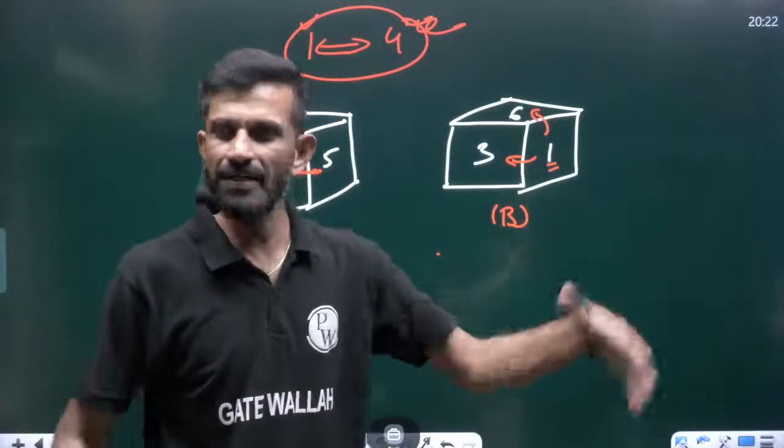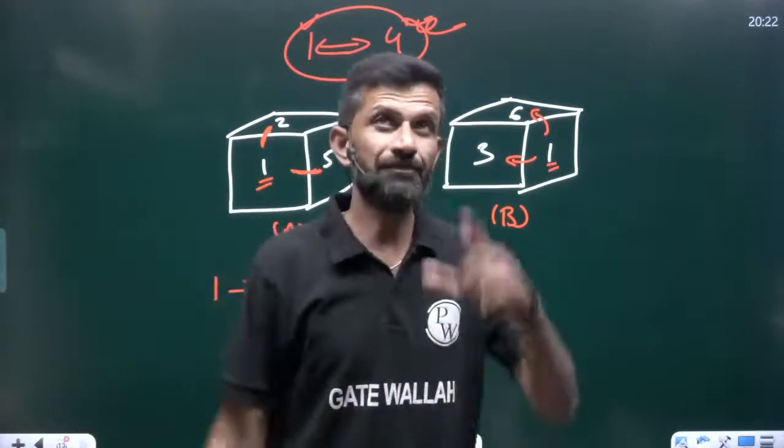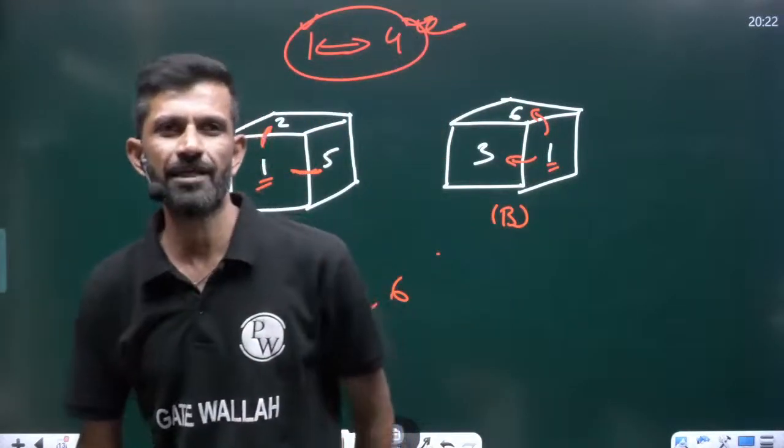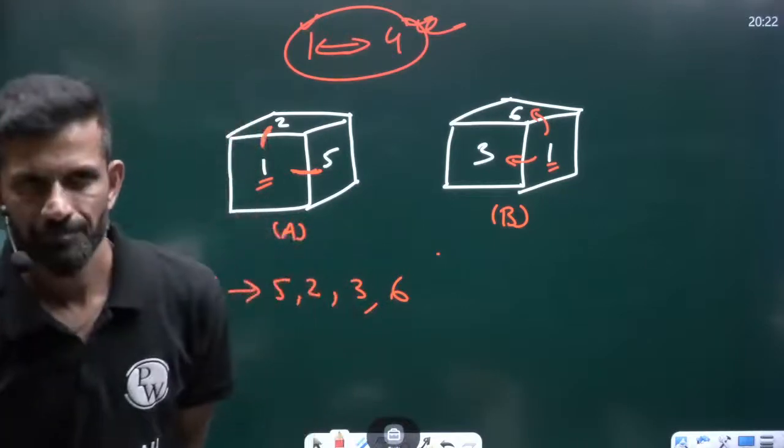If this side is 1, this side will be 4. If this side is 4, top is 4, bottom will be 1. 4 and 1 are opposite to each other. Is this rule clear to all?